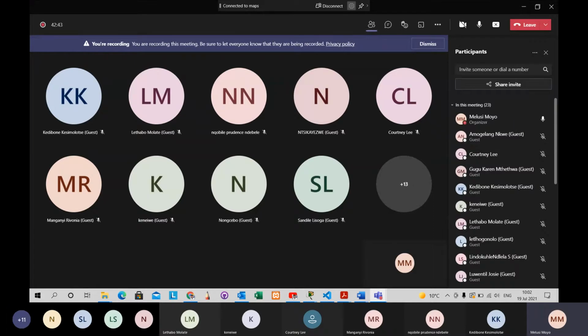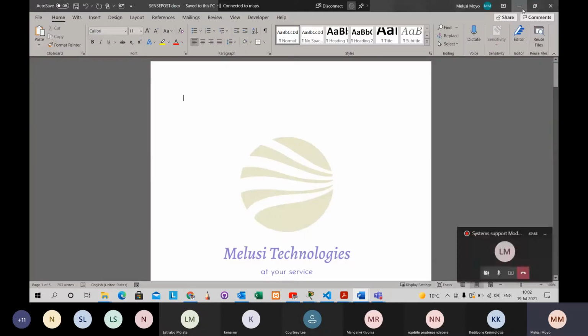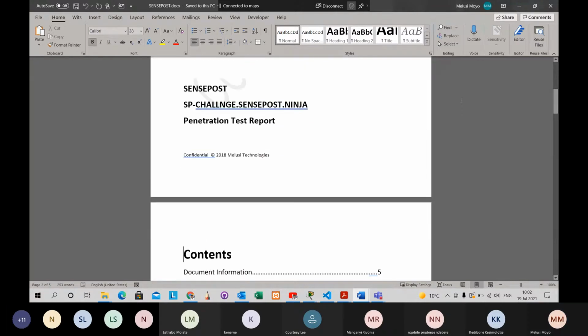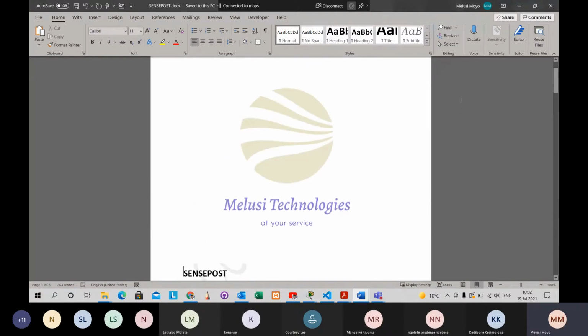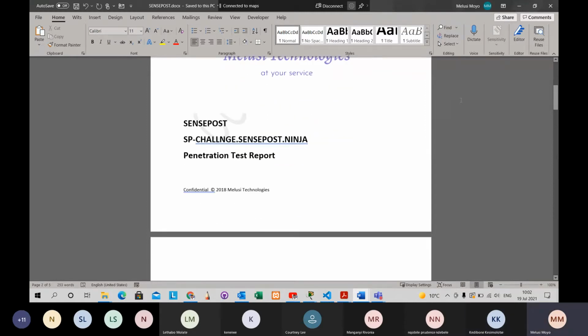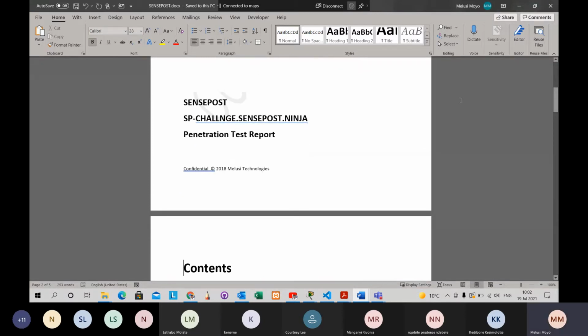Okay, back to the unit standard. Let me see. Okay, I wanted to show you something here. Can you see my Word document here that says Melusi Technologies, right? Do you see it on your side? I have to switch the screen. Can you see? Okay, you can. Okay, cool.